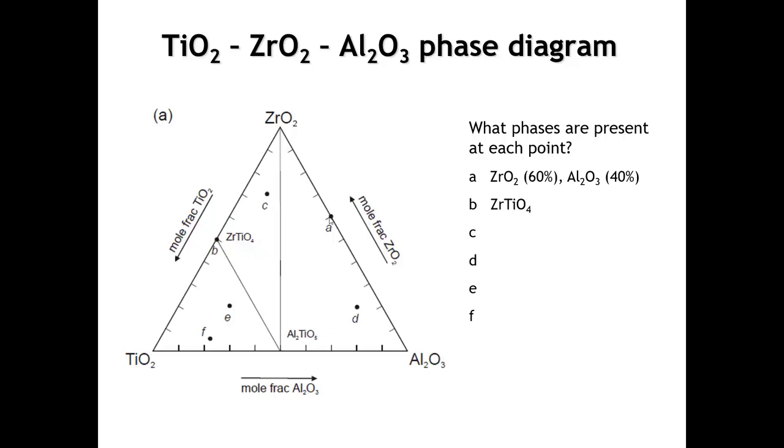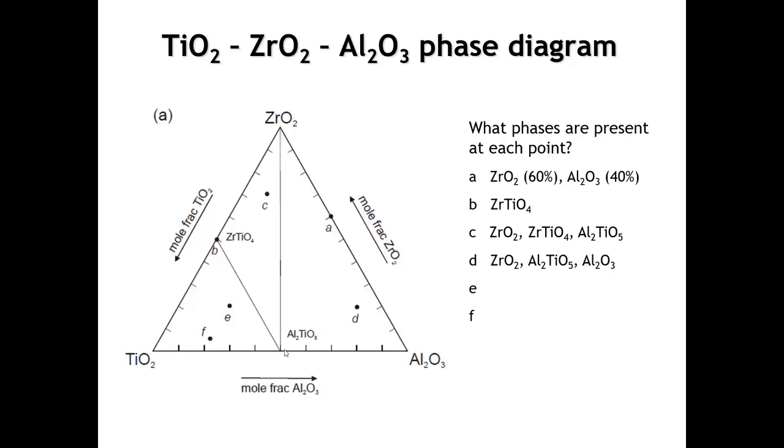Point C is in this triangle right here, and that's going to be a mixture of zirconium dioxide, ZrTiO4, and Al2TiO5, which make up the vertices of that triangle. Point D is in this triangle that sort of represents the right-hand side of this phase diagram. So the vertices of that triangle are zirconium dioxide, aluminum oxide, and Al2TiO5.